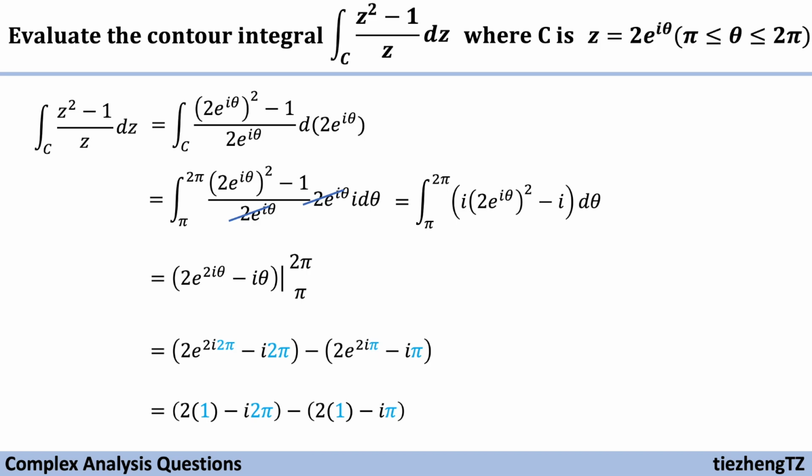Do the simple math, which is 2 times 1 minus 2 pi i, and then minus 2 times 1 minus i pi. So the final answer is minus pi i.